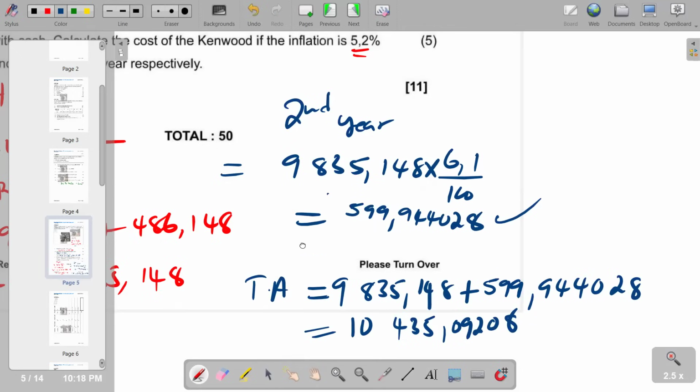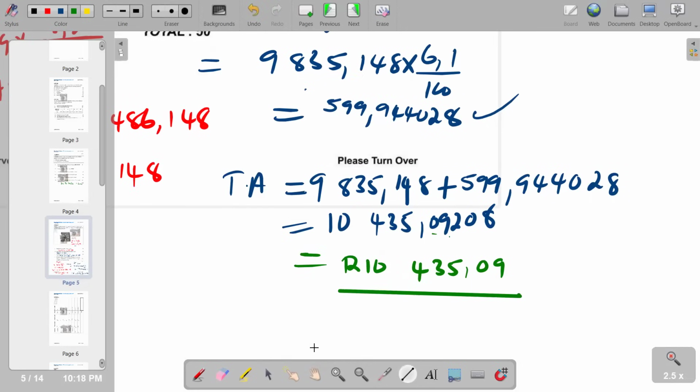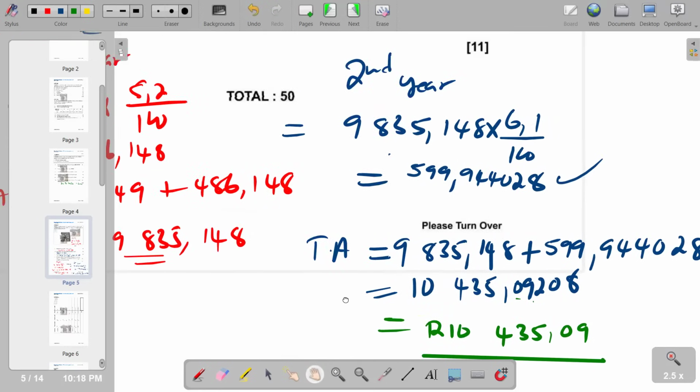So this is the final amount that we have, and of course, rounded off to 2 decimal places, it becomes 10,435.09, which is 10,435 rands and 9 cents. So this becomes your amount after 2 years, after we've inflated the figures with the inflation rate. So this becomes the last question that we have according to this question paper.